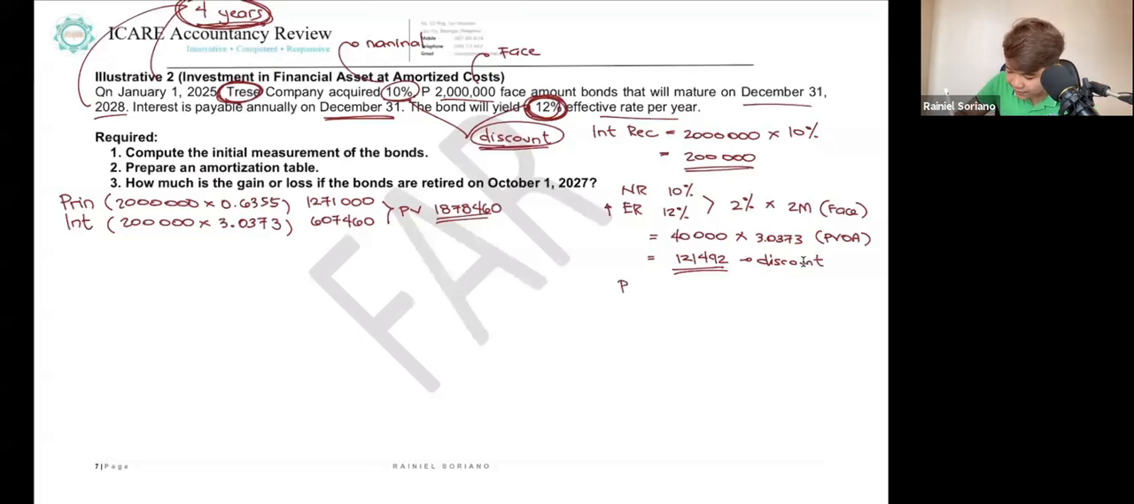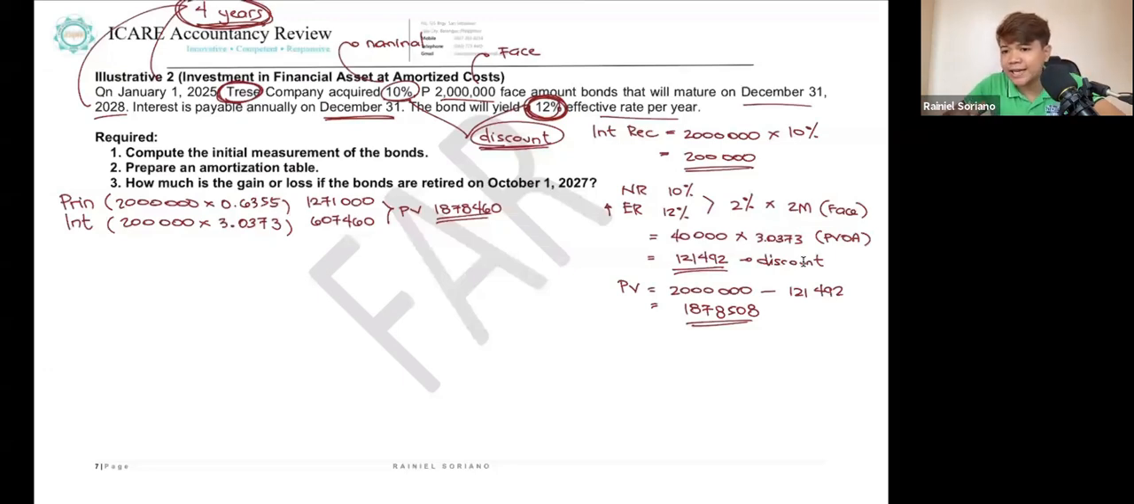Liwanag. So the present value now will be equal to the face amount of 2 million. Kapag may discount, mas mababa ang present value. So minus 121,492, or yung present value na mako-compute mo dito, will be equal to... Ano to? 2 million minus 121,492. This is equal to 1,878,508. Okay, there's a difference. Once again, there's a difference of 48 pesos, but that is just due to the rounding off error because we round off present value factors to 4 decimal places.